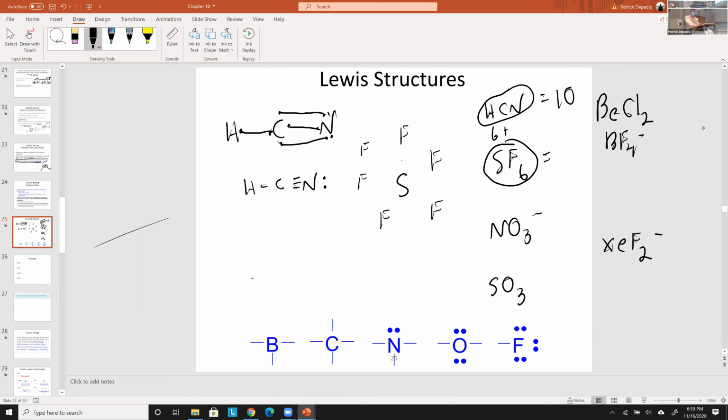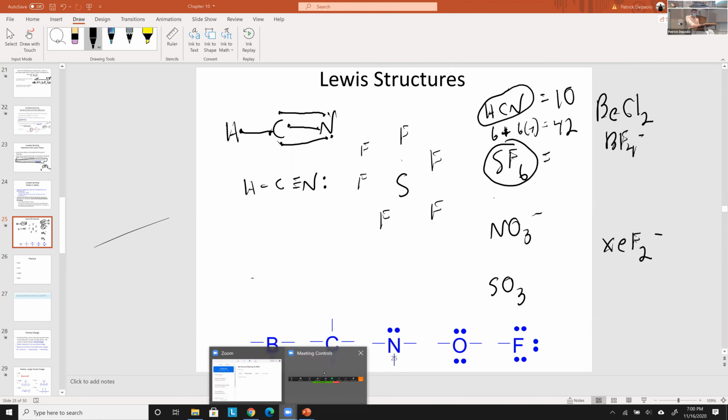And then for fluorine, how many? Halogens, right? What group are they? 7, good. 7A, so 7. Since there's 6 fluorines, 6 times 7, that's going to be 42, plus 6 is 48. So we need 48 dots. It's a lot. But we can draw all those in.